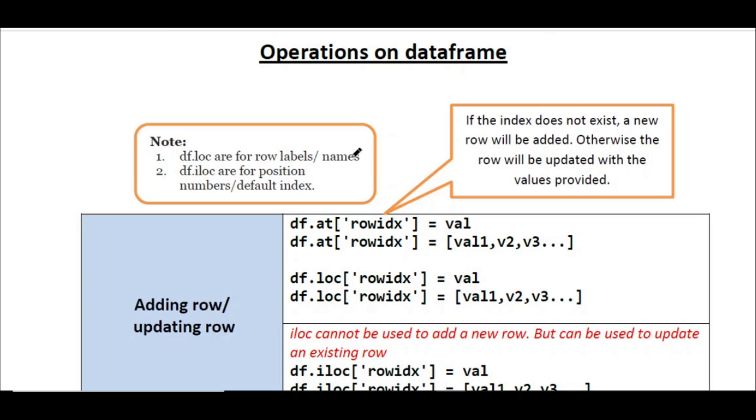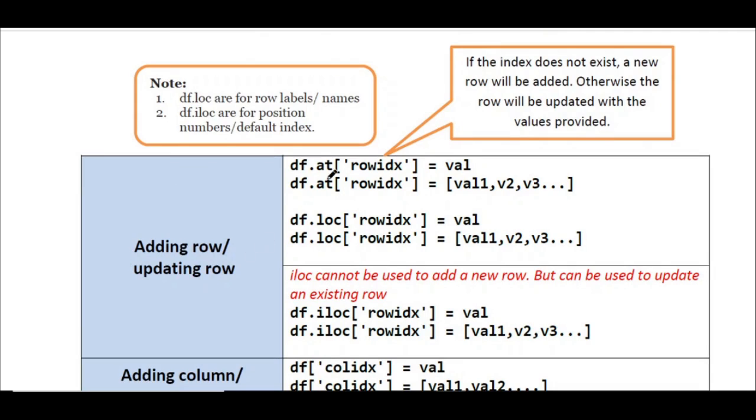We can summarize the different operations that we perform on a data frame. First one is how to add a row. We can add a row by using df.at, and in square brackets we have to give the new row index or an existing row index. If an existing row index is given, the value will be updated. Equals a value. A single value can be given, and all the columns will be updated with the specified value. Multiple data can also be given as a list: value 1, value 2, value 3.